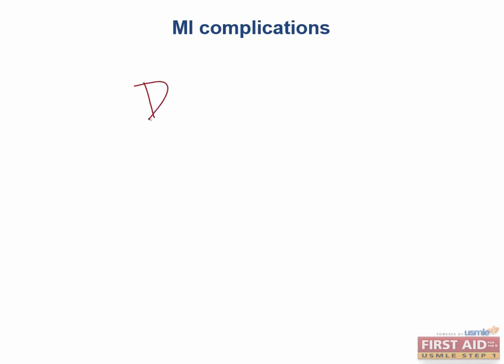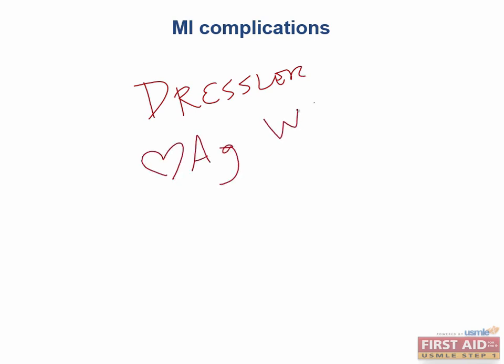Now one more time, extremely high yield. Dressler syndrome. This is an undesired autoimmune response against cardiac antigens. This takes a couple of weeks because your immune system needs time to develop this unwanted immune attack. You have to know this.